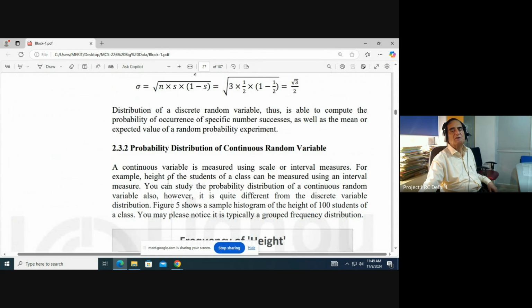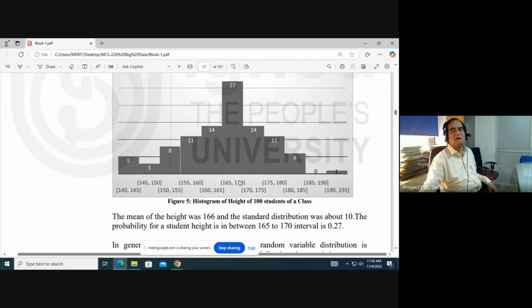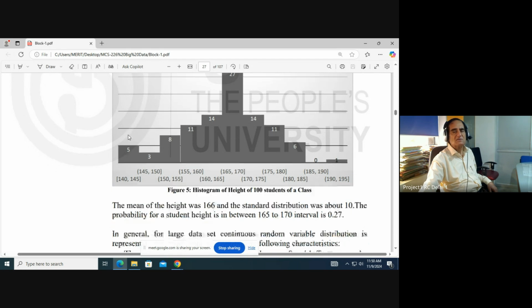Probability distribution of continuous random variable, these are the things that can be there. Histogram बना के उसमें हाइट 100 स्टूडेंट्स की, यहाँ मैक्सिमम स्टूडेंट्स आते हैं, 27 स्टूडेंट है, 14, 14, 11, 8, 11, 6, so on and so forth.